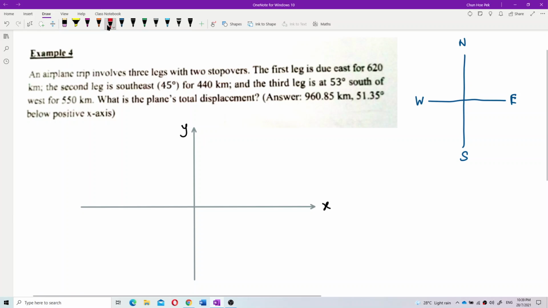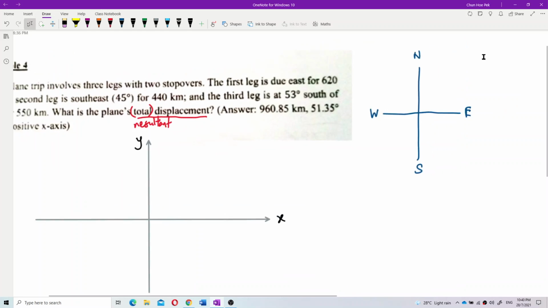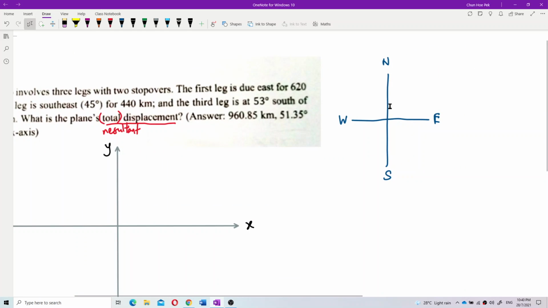Okay, so first of all, you can see it wants us to find the total displacement. Total means resultant, resultant displacement. Here he mentioned east, southeast, south of west. So we need to know the direction. This is north, this is east, south, and west.